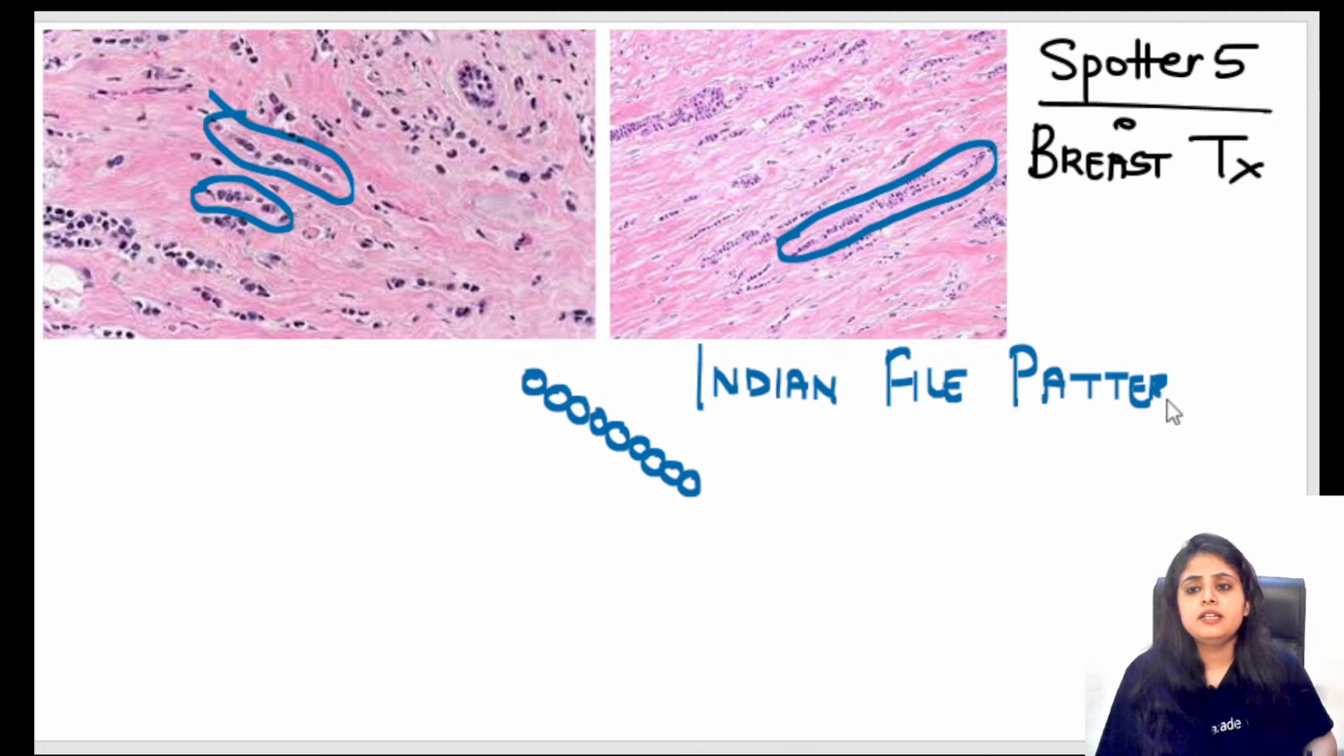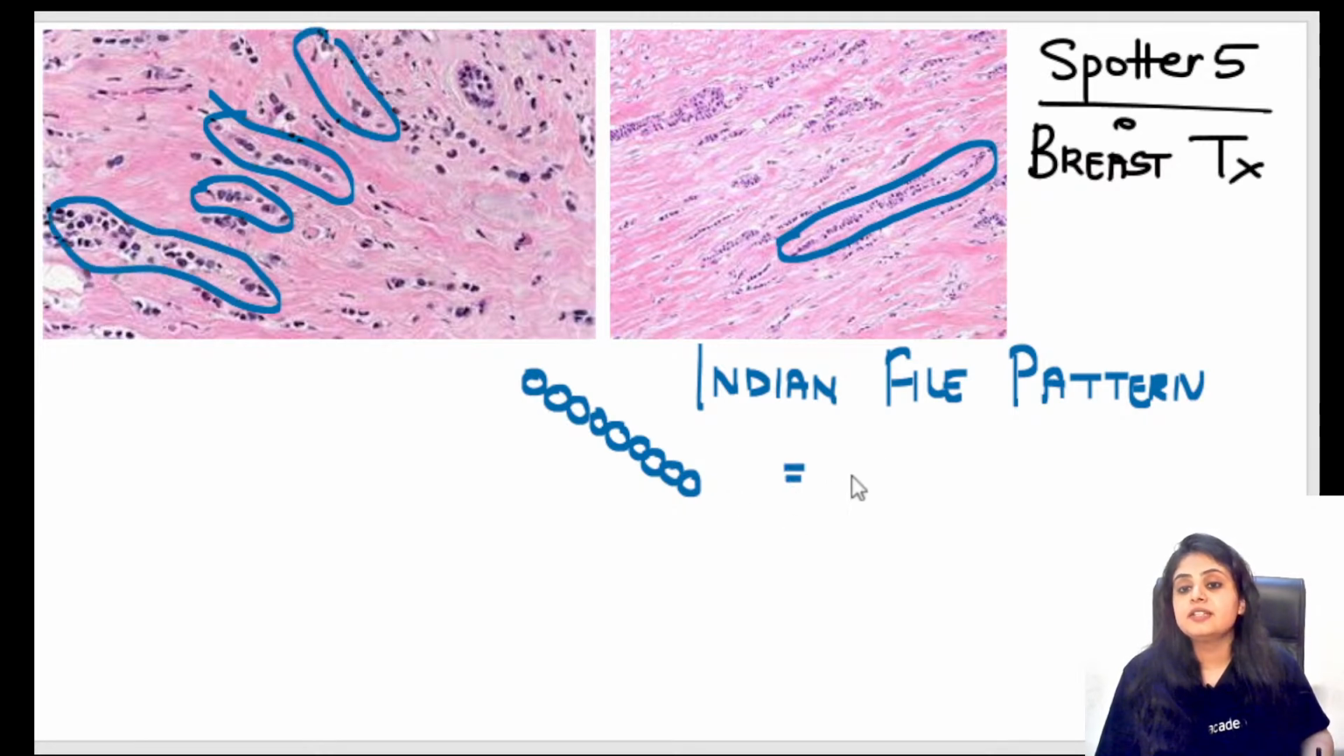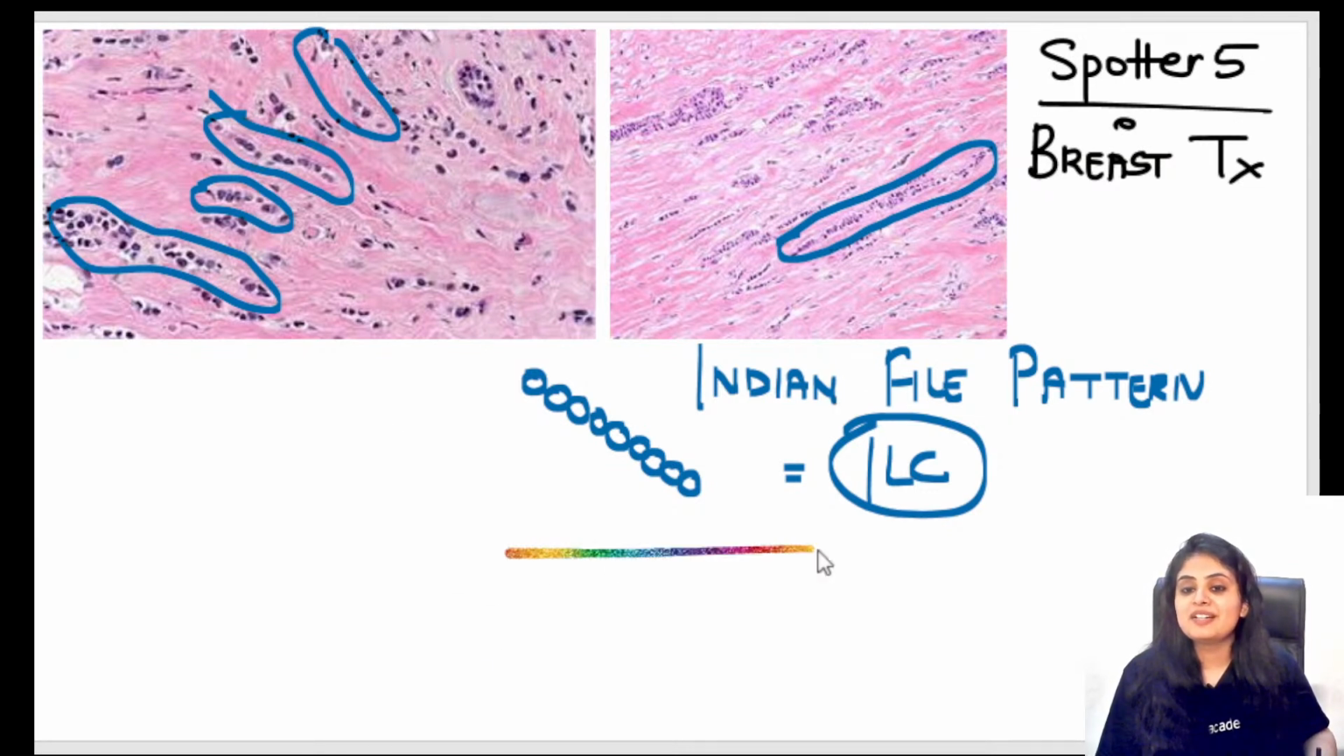Why Indian file? They want to denote the Indian army. Like in the Indian army, everyone is very disciplined and they are standing in a straight line, one behind the other. Same way, Indian file pattern, the tumor cells are in a line, one behind the other, and that is indicative of invasive lobular carcinoma breast. Invasive lobular carcinoma shows you Indian file pattern, and I think everyone has given me a correct answer.